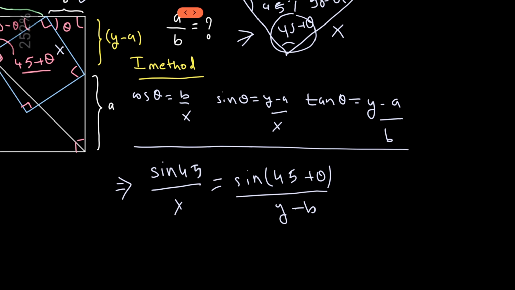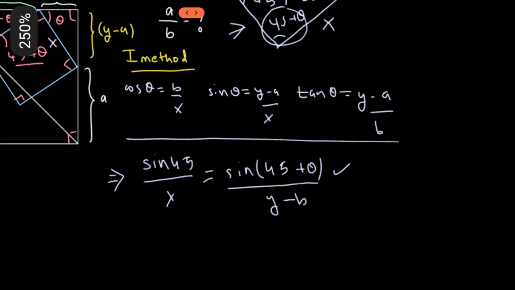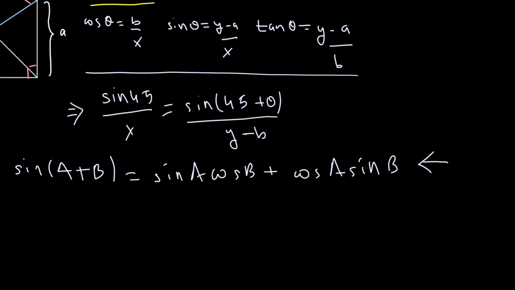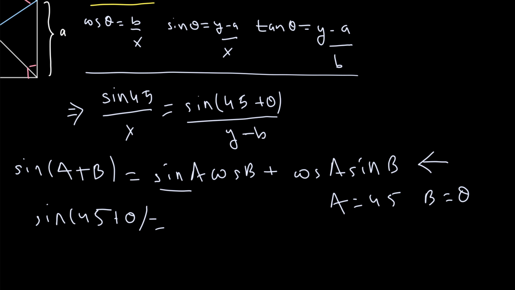So the first thing that I can do is I can open sine of 45 plus theta with the identity of sine of a plus b, that is sine of a plus b equals to sine of a multiplied with cos of b added with cos of a multiplied with sine of b. Now this is the identity, and in this identity if I simply replace a equals to 45 degree and b equals to theta, on the left hand side we will have sine of 45 plus theta, and this thing would be equals to sine 45 cos theta plus cos 45 sine theta.